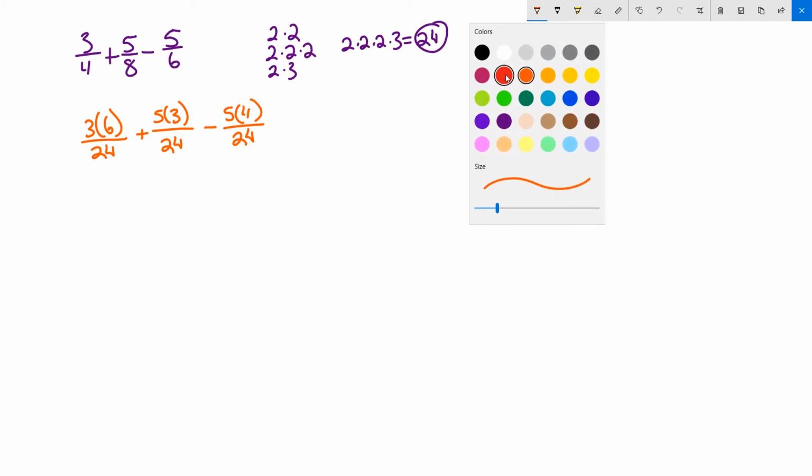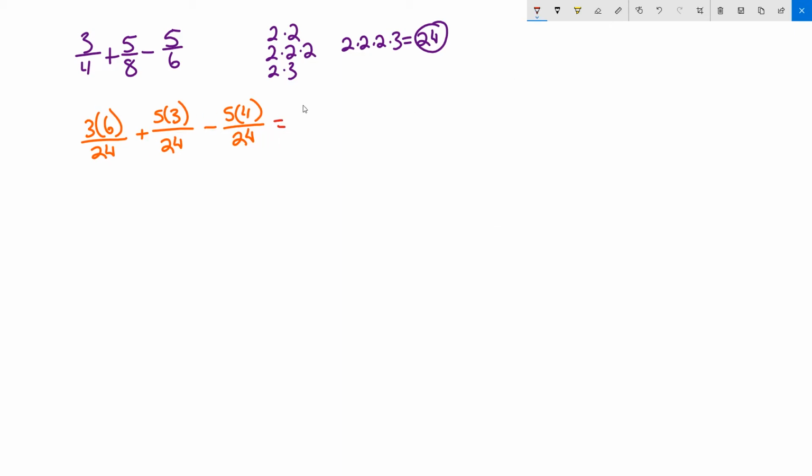Alright, so now we need to actually put these together. We've got 3 times 6 is 18 over 24. We have 5 times 3, so it's a positive 15 over 24, minus 5 times 4 is 20 over 24. So what we do here is just basic addition and subtraction. I like to do addition first and then subtraction. So 18 plus 15 is 33. Minus 20 is 13. And then our denominator is 24. Now at this point, we have our final answer only because we cannot simplify this any further.